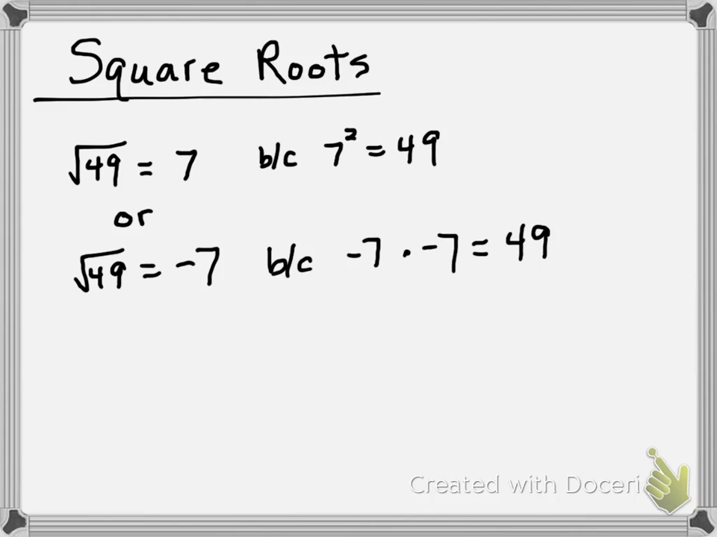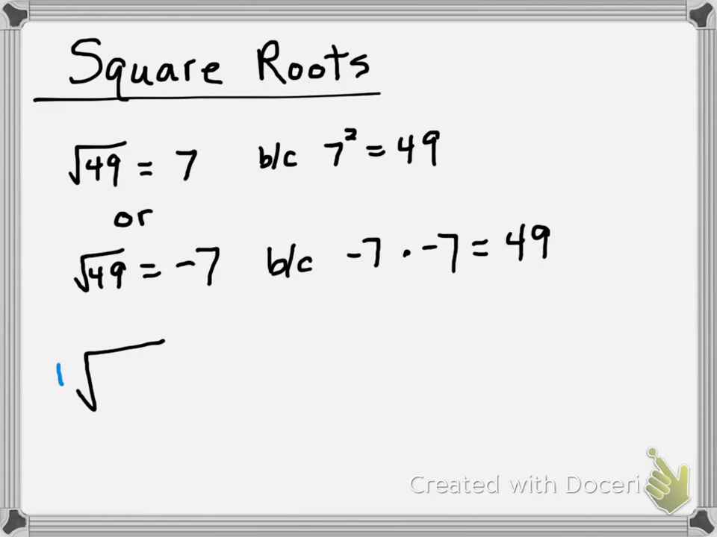So square roots actually have two answers, because there are two things that you could square to get any number. So if I'm looking for the square root of 49, well, that could be 7, or it could be negative 7. So the next thing we have to learn is our notation.